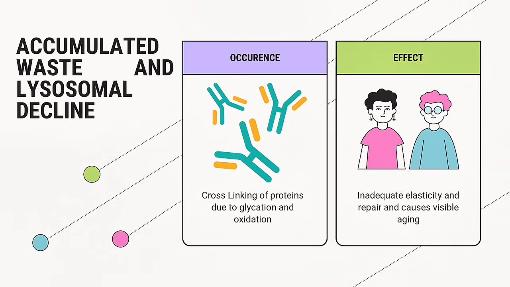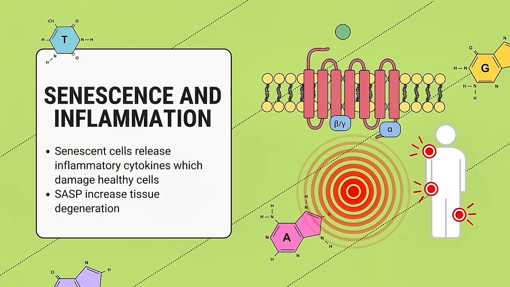With age, proteins also undergo cross-linking, especially through processes like glycation or oxidation. This stiffens tissues, particularly in areas like the skin and blood vessels. These structural changes affect not just function, but also elasticity and repair, which explains some of the visible and internal signs of aging.